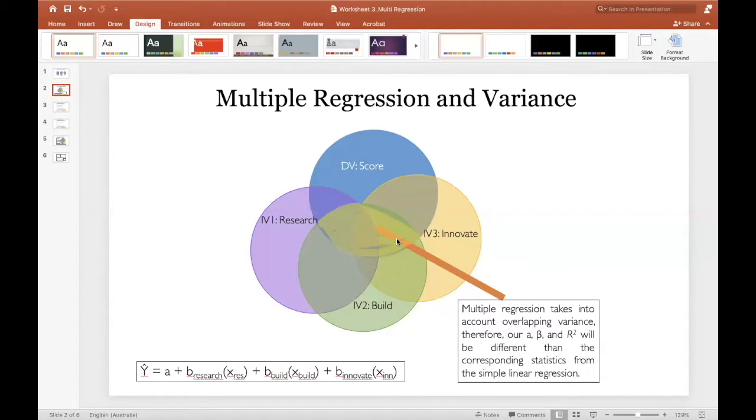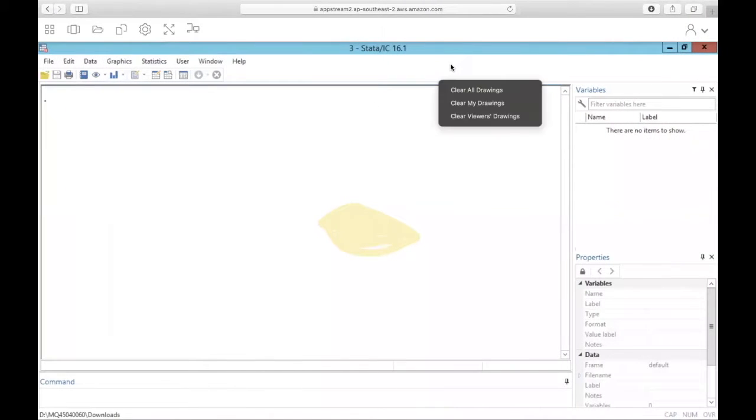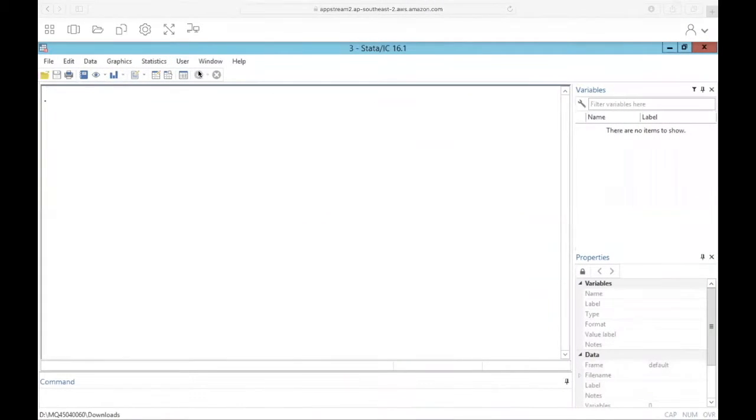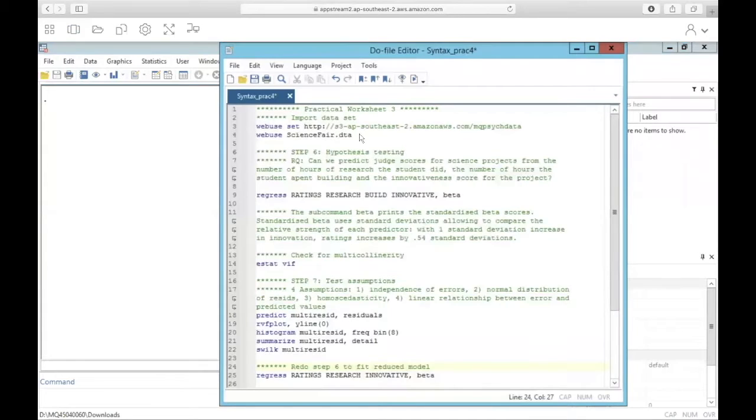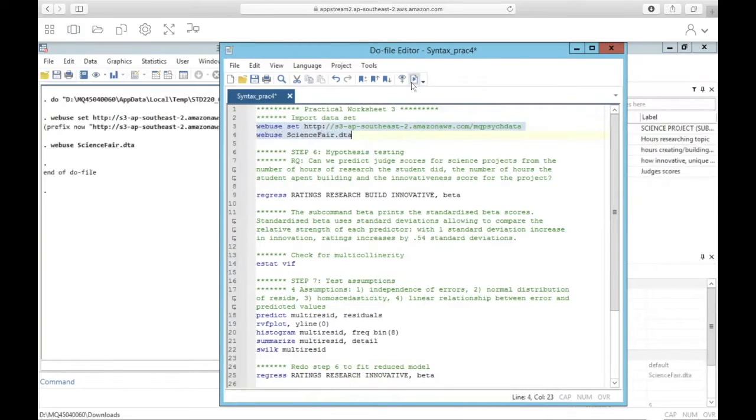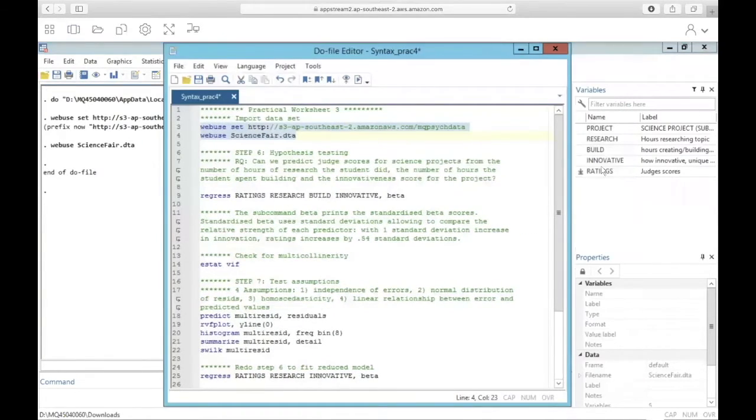And again, because of that shared variability, the beta coefficients in our multiple regression will be different from the beta coefficients in the simple regression. So let's go ahead and fit the model with three predictors. And of course, the first thing we have to do is import our data set. Okay, we now have the 5 variables.